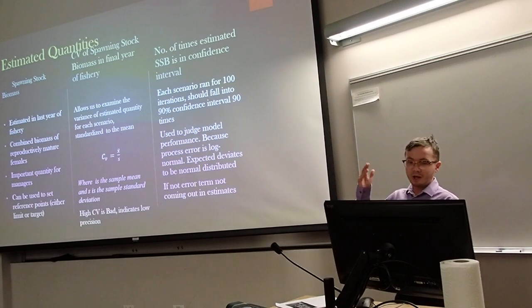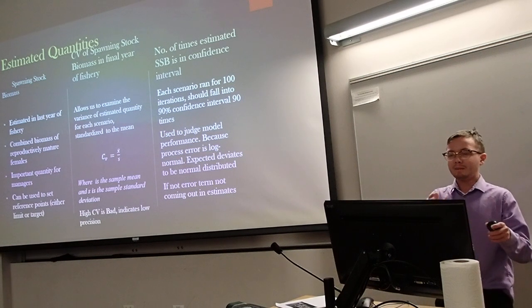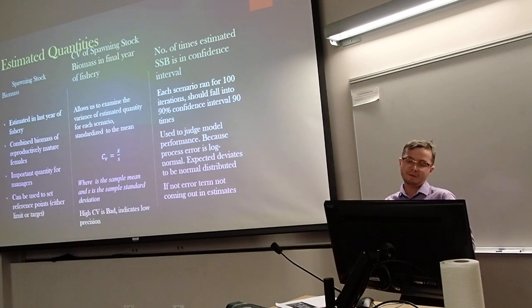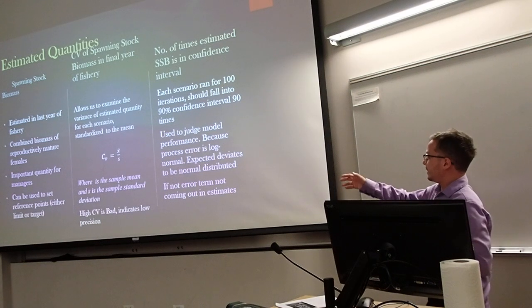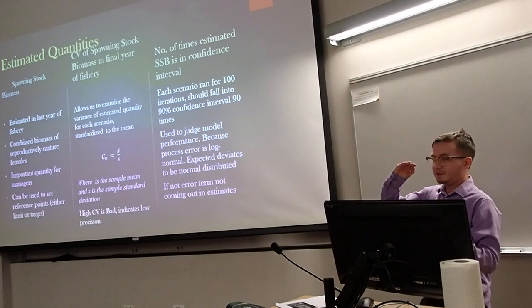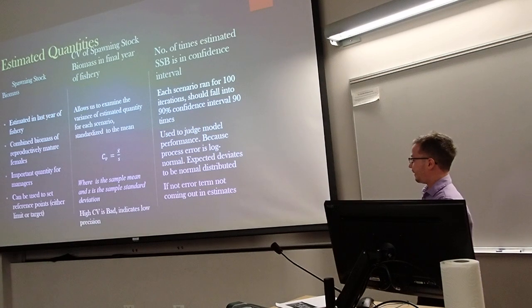The coefficient of variation is the next thing we looked at. And it's a measure of variance. I should mention also, spawning stock biomass is mostly a measure of bias, and coefficient of variation is a metric of variance. It's the mean divided by the standard deviation. It allows us to compare standard deviations with different means. A high coefficient of variation is bad. It indicates a high variance.